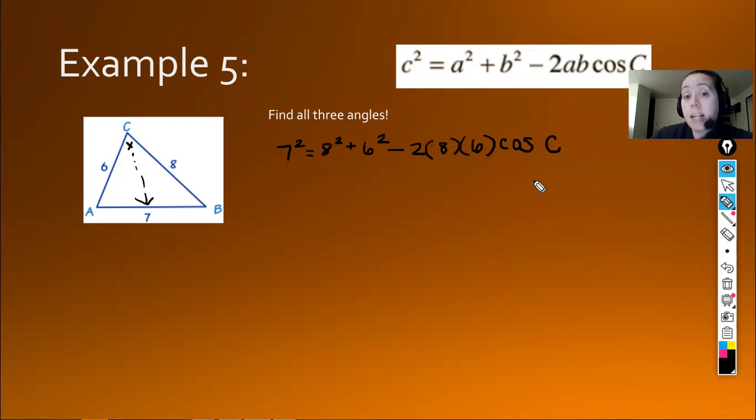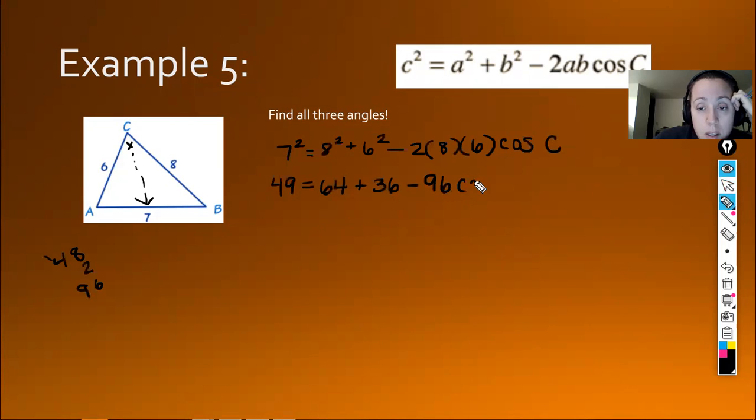And now I'm just getting it as simplified as I can before I end up solving. So 7 squared is 49. We got 64 plus 36. Let's see. 6 times 8 is 48 times 2, 96. Okay, then I'm going to add them together.